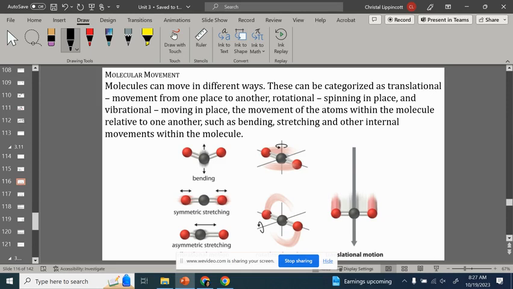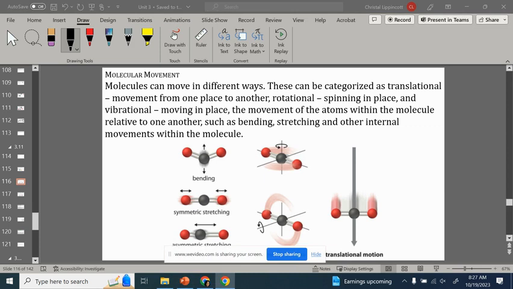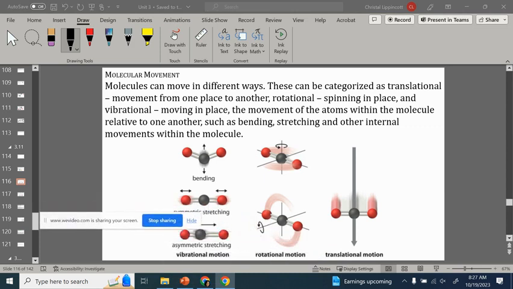Asymmetric stretching, where they're getting pulled different ways. We can have, and this is, are you going to let me move this? Oh, you're going to let me move it. How nice today. There we go. You can have rotational movement, where it rotates. And then you can have translational movement, where it completely moves from one place to another. So different molecules act in different ways.